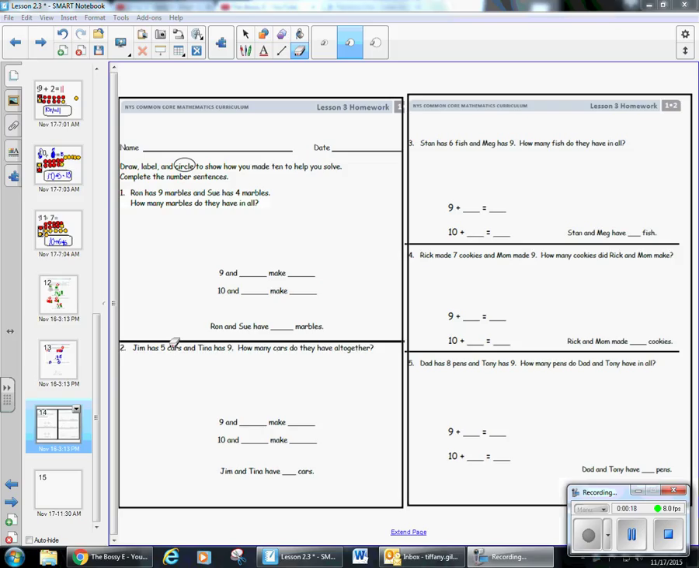And today we're working on a math problem that has a 9 in it. We're going to make that 9 into a 10 by borrowing from the other number in the math problem, and then that number gets smaller by 1.